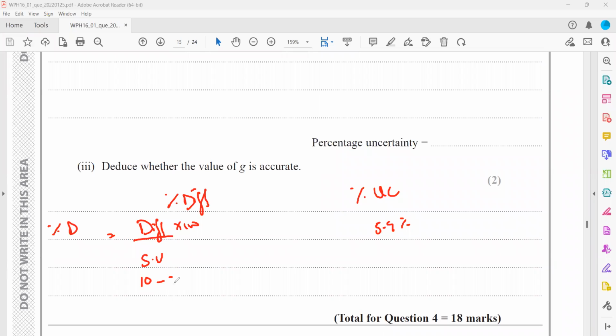So what is the standard value of g? That is 9.8. Our answer was 10. So 10 minus 9.8 divided by 9.8 times 100 will give us the percentage difference, which is 1.9%. If the percentage difference is less than the percentage uncertainty, it means the values are accurate. And if it was opposite, with percentage difference higher than percentage uncertainty, then the values will be inaccurate. That's always a comparison. This is a very common question in which you have to compare the two values.